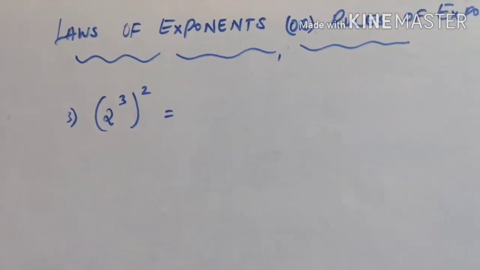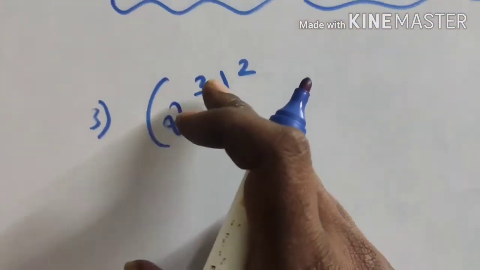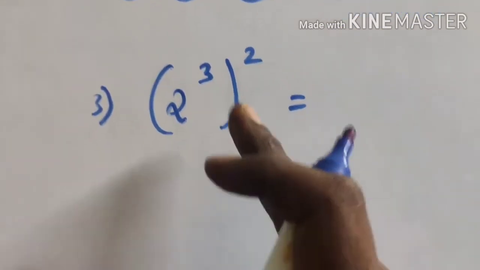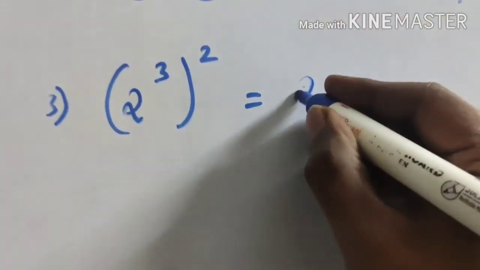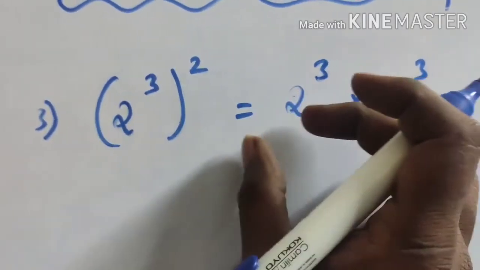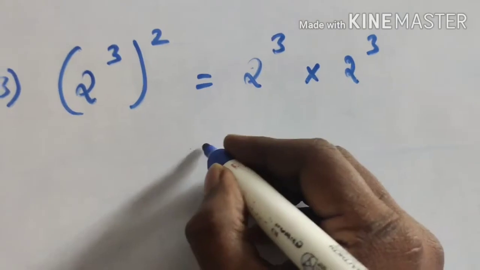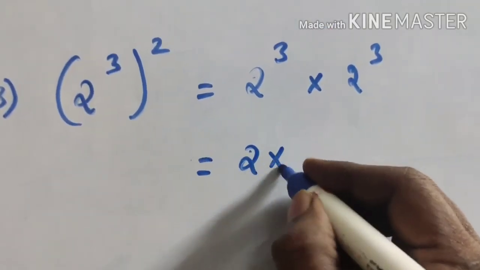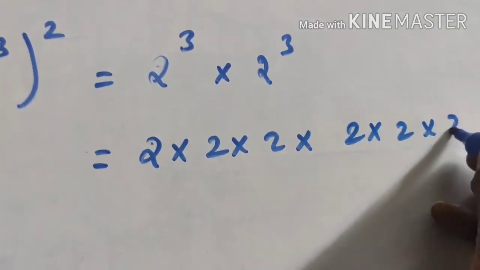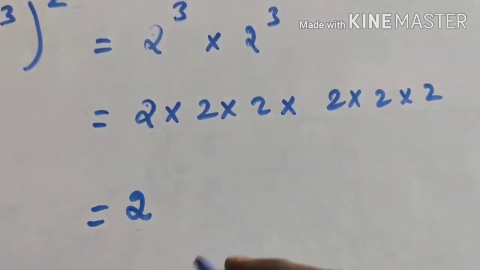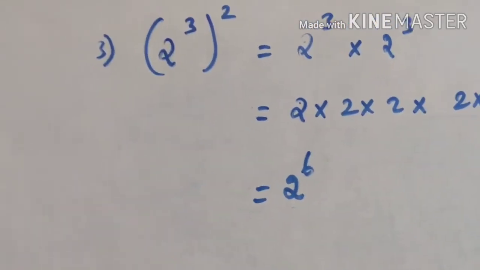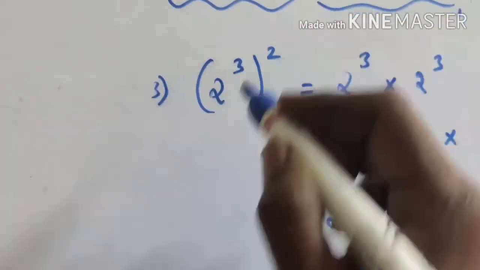Next, third rule. See here, 2 to the power of 3 whole square. How can this be written? 2 power 3 into 2 power 3, because it is a square, so write it 2 times and multiply. And how can this 2 power 3 be expanded? 2 into 2 into 2, and this 2 power 3, 2 into 2 into 2. So now totally how many 2's are there? 6. Clear?